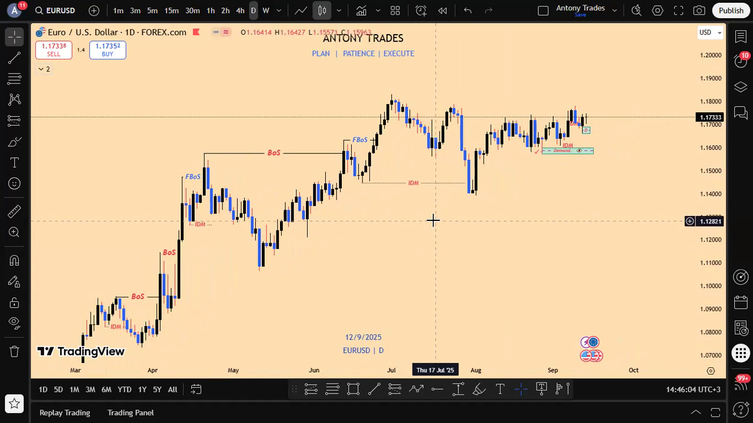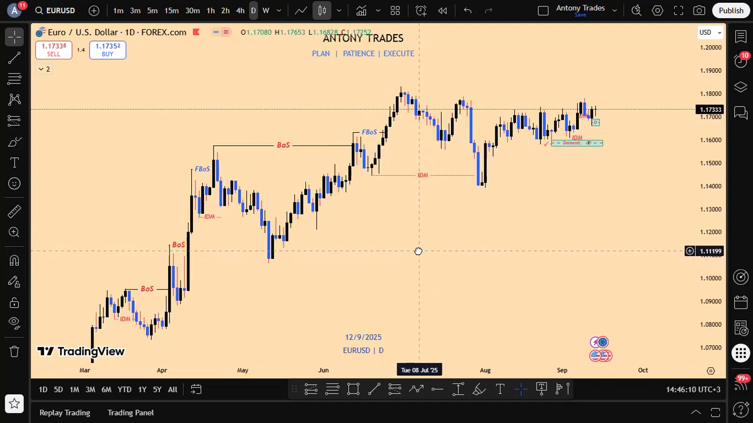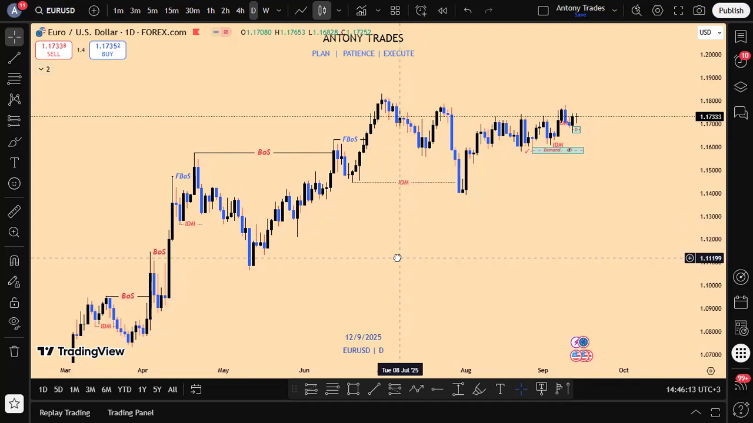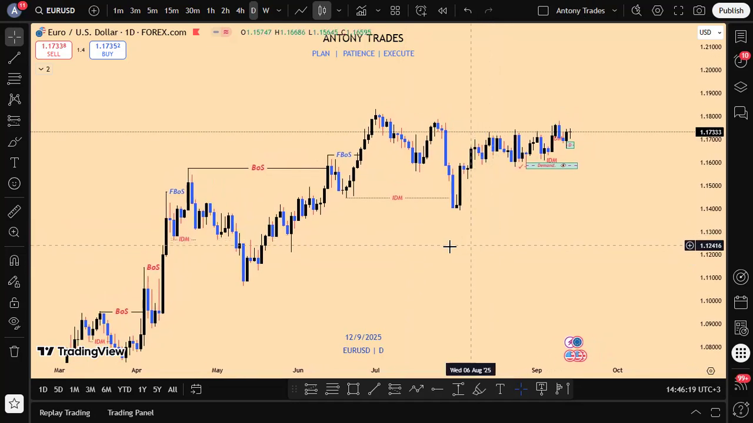Without further ado, I would like to start. So the first pair that I'm going to analyze is the EURUSD, and we are going to start from the higher time frame, that is the daily time frame, and see what is really happening here.